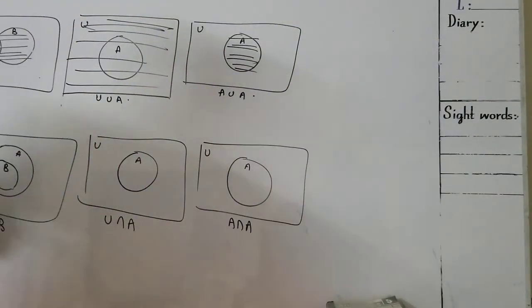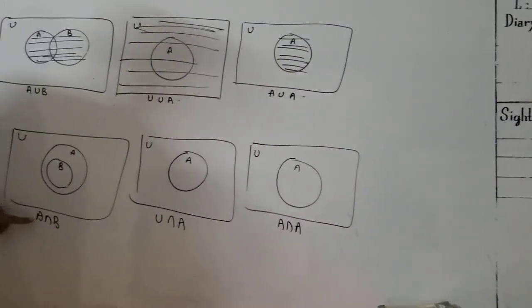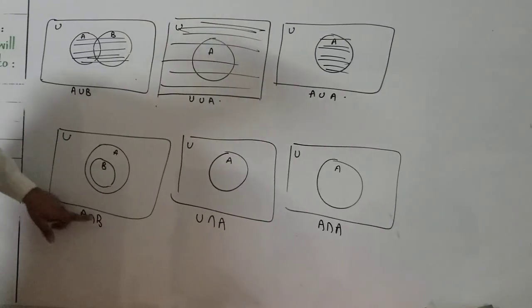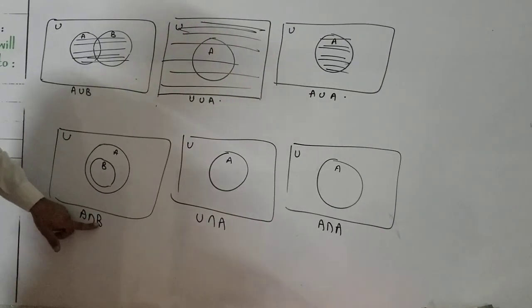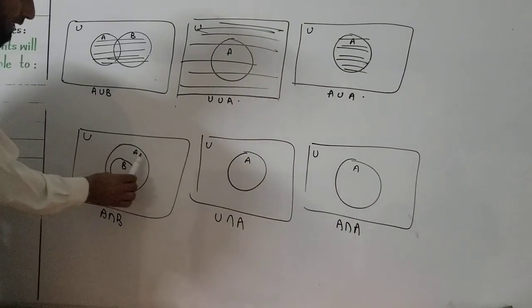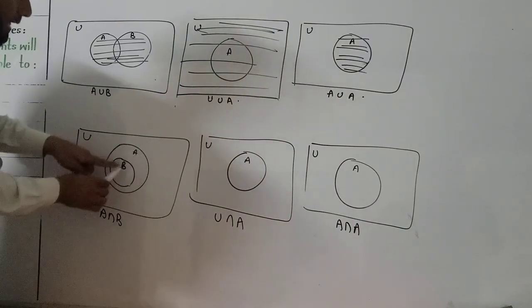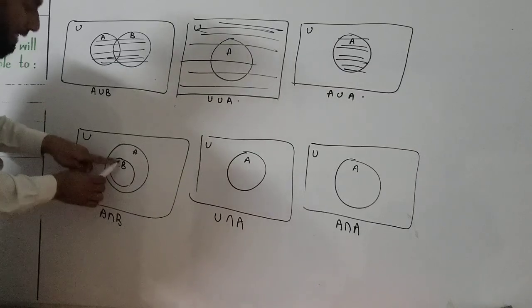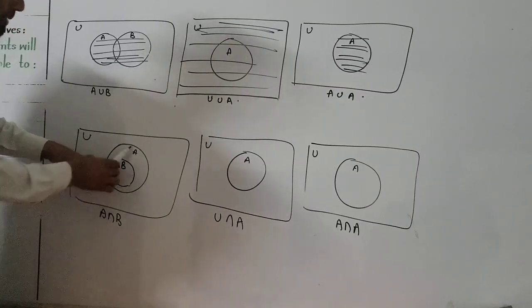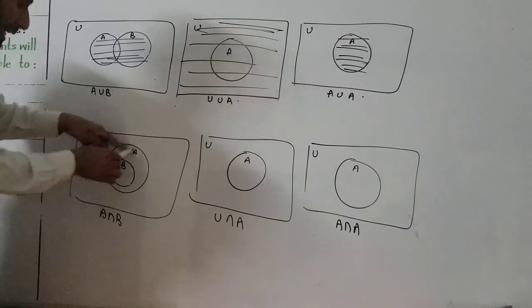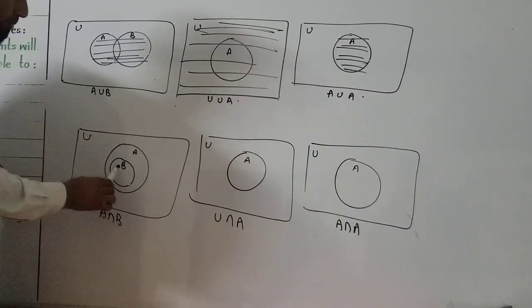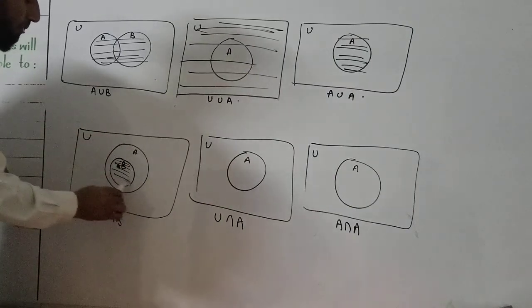Now A intersection B means the area represented by A as well as the area represented by B. So this is the area represented by A, but this is not the area represented by B. The area represented by B is this, as well as this is the area of A, because B is present inside A. So A intersection B means we have to shade only the B portion.